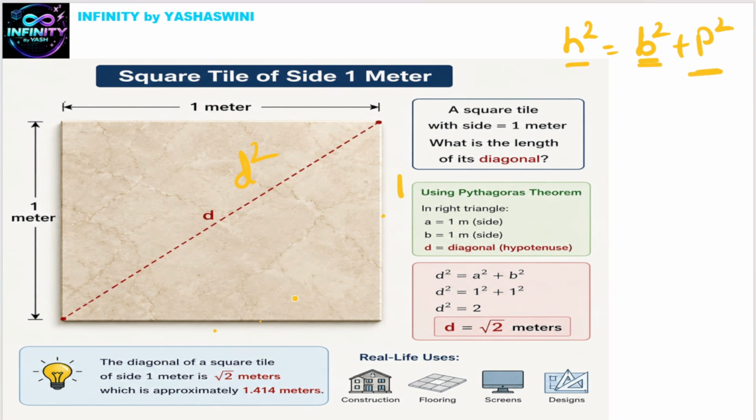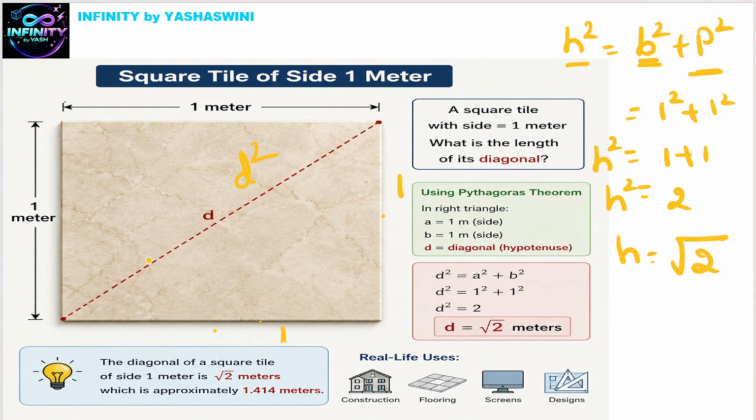As these two sides are 1 and 1 meter, hypotenuse square becomes 1 square plus 1 square, that is equal to 1 plus 1, which is 2. So hypotenuse square is 2, which means hypotenuse is equal to root 2. So this diagonal becomes root 2.